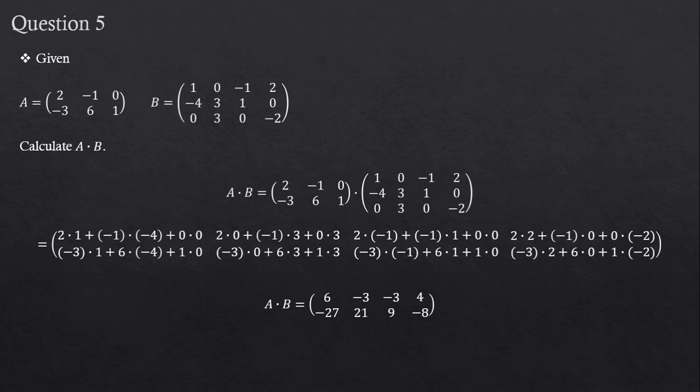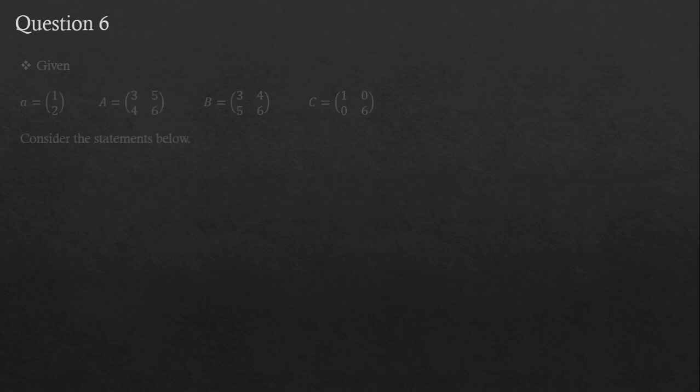We do the multiplication process by doing the linear combination of the row of A with the column of B. So that's the key point, the linear combination. Yes, that's the main point. So the answer here is obviously a 2 by 4 matrix: 6, minus 3, minus 3, 4, negative 27, 21, 9, and negative 8. So proceed to question 6.